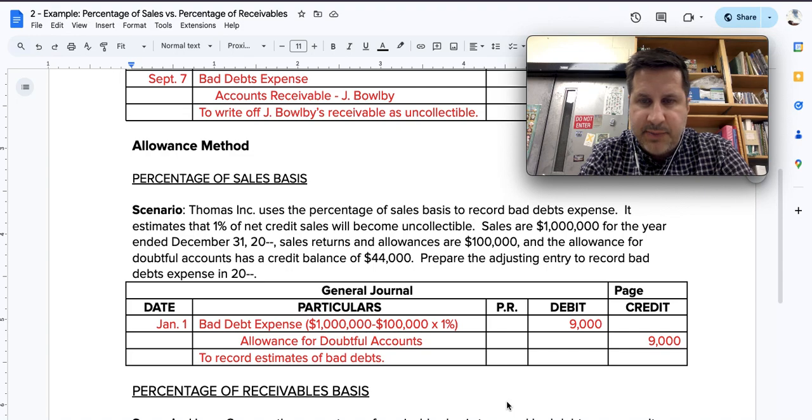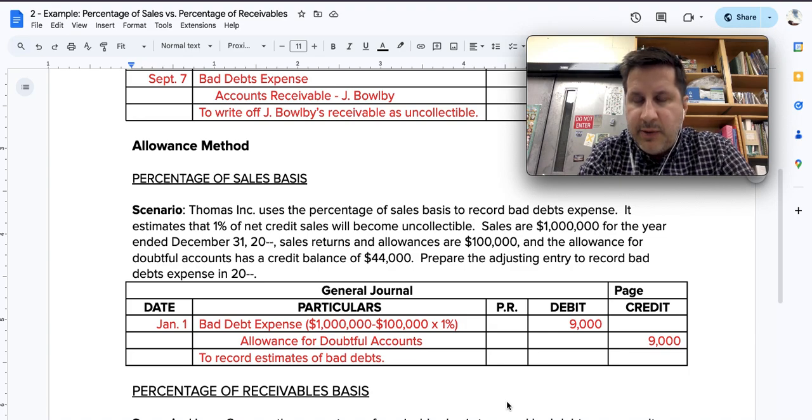So our bad debt expense is going to be $9,000. We're going to debit it just as we did in our first example, but we're going to credit an account called allowance for doubtful accounts for $9,000 as well. So put that in your ear for just a sec, because we're going to talk about what allowance for doubtful accounts is as we look through the percentage of receivables.